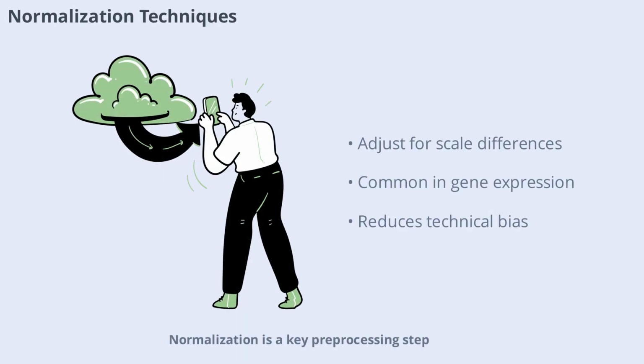Normalization is a key preprocessing step, especially for high-throughput biological data like gene expression profiles. It adjusts values measured on different scales to a common scale, making comparisons meaningful. For instance, in RNA-seq data, normalization accounts for differences in sequencing depth or gene length. Common methods include RPKM, TPM, and quantile normalization. By applying these techniques, researchers ensure that observed differences reflect true biological variation, not technical bias. Let's move on to how data transformation can further enhance analysis.